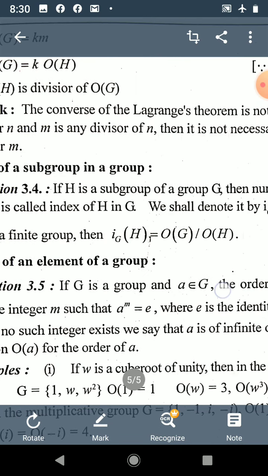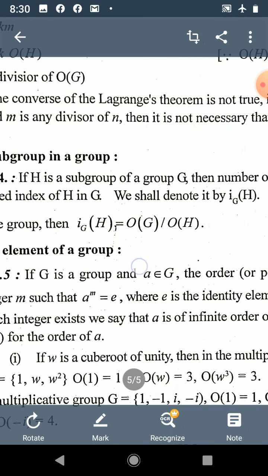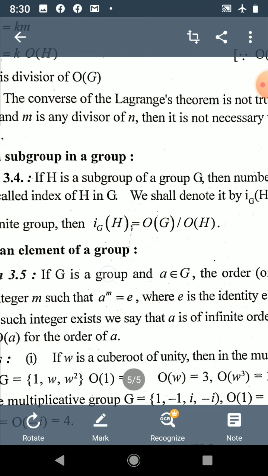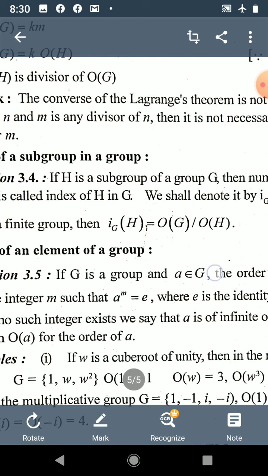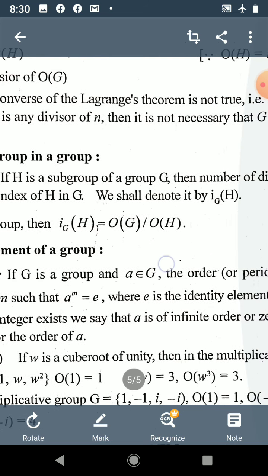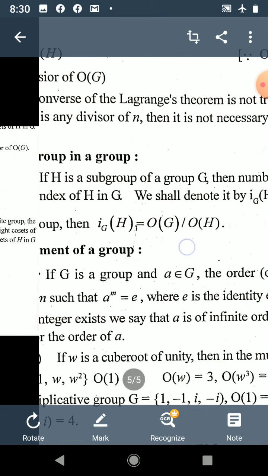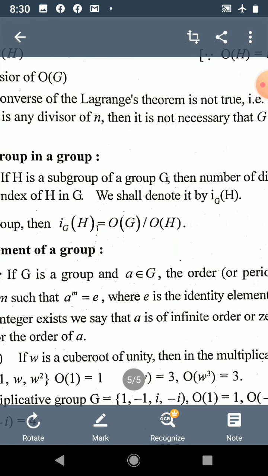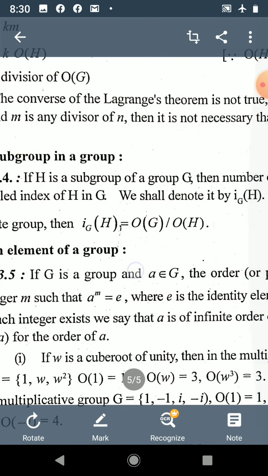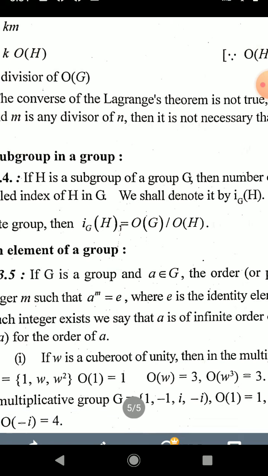For example, if we consider the group 1, w, w square, then order of 1 is equal to 1. Why? Because 1 raised to 1 is equal to 1. Order of w is 3 because w cube is equal to 1, that is the identity element. And for w square, w square raised to 3 is equal to 1, so its order is 3.